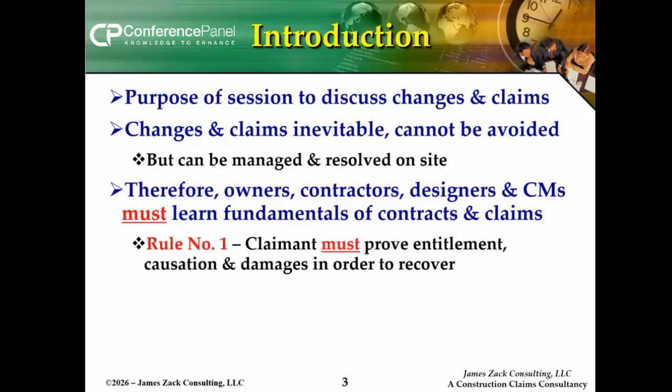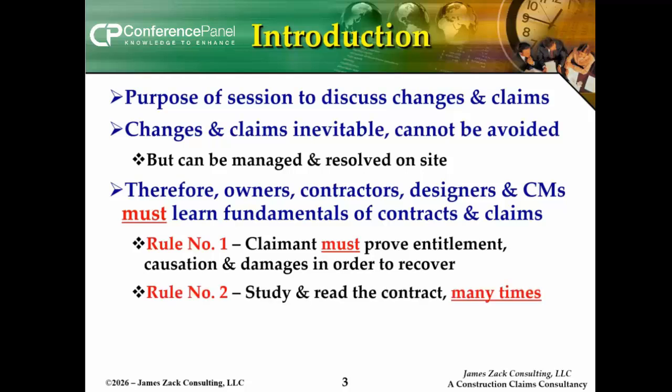Three fundamental rules. Number 1, the claimant must prove entitlement, causation, and damages in order to recover anything. And I'll go into a little bit more detailed discussion of those 3 terms in a few minutes. Rule number 2, study and read the contract many, many, many times. And when I say read the contract, I'm talking about general conditions, general requirements, or Division 1, however your contract is set up.